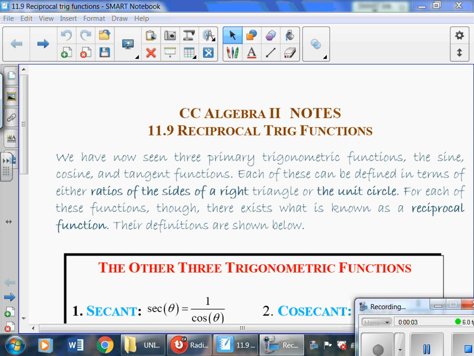Hey, welcome back. Today's lesson is 11.9, reciprocal trig functions. Up until now, we've really been talking about three trigonometric functions, which are sine, cosine, and tangent. But some of these also can be flipped around, and we can talk about reciprocal functions. So their definitions are shown below.